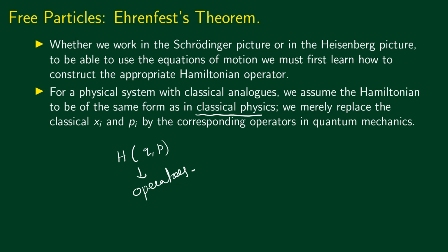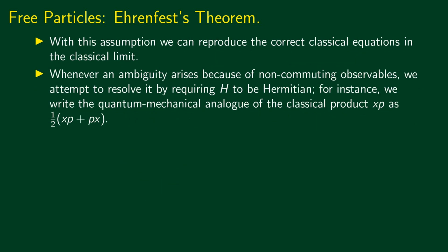We take the classical mechanical Hamiltonian, replace Q and P in them with the corresponding operators, and then we assume that this process gives us the correct Hamiltonian operator in quantum mechanics. This method may not always work, but this is a good starting point. It can be shown that with this assumption, we can reproduce the correct classical equations in the classical limit. We know that quantum mechanics in the appropriate limit should give us the classical equations, because classical mechanics is an approximation of quantum mechanics. Now, this method that we just mentioned satisfies this condition.